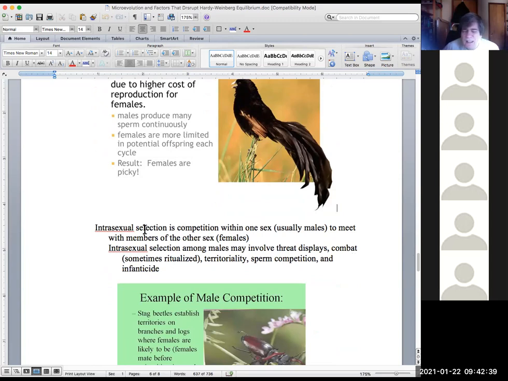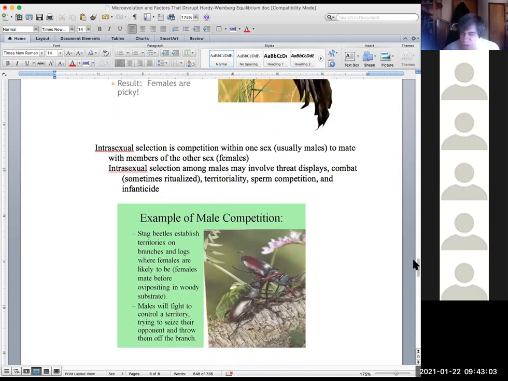One is intra-sexual selection. Now, intra means within. So this is competition within one sex, and it's almost always males. And this says to meet, but really it would probably be better if this said to mate with members of the other sex. So intrasexual selection typically involves a couple of things. It involves threat displays, trying to scare other males away.